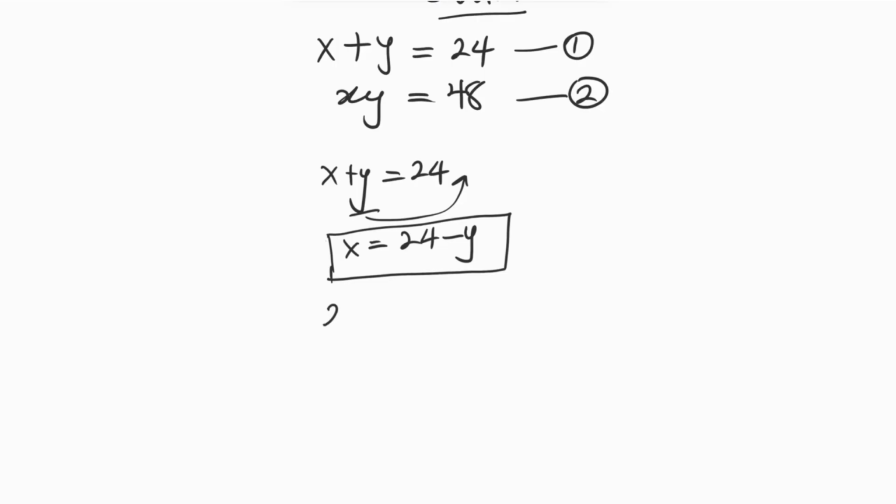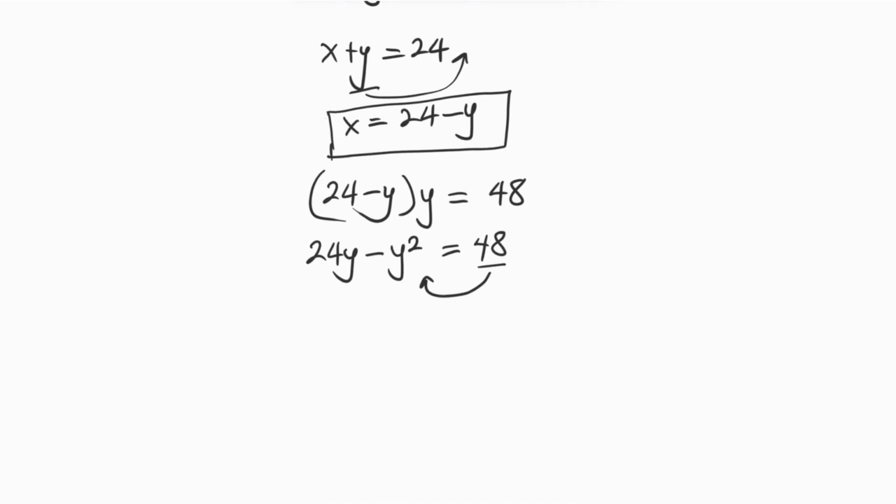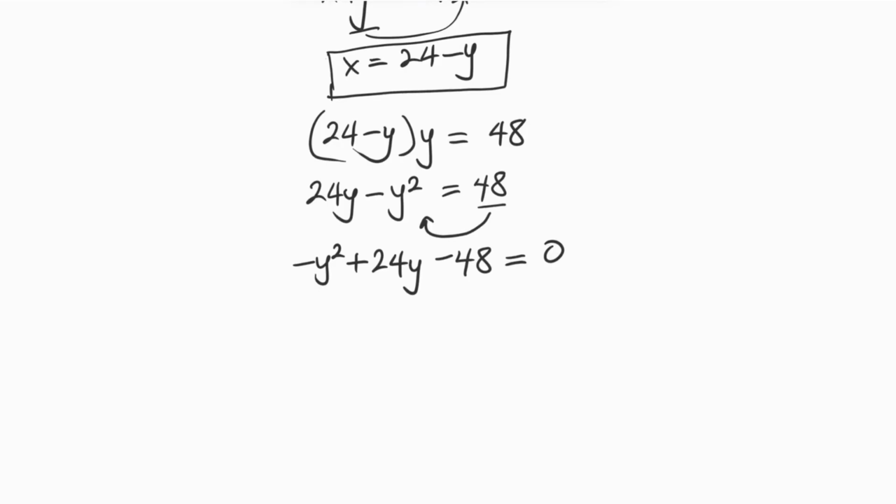So now we have (24 minus y) times y equals 48. Now we multiply through so we can open up the bracket. We have 24y, that's 24 times y, minus y times y will give us y squared, equals 48. Now, if we move 48 to the left-hand side, we have minus y squared plus 24y minus 48 equal to 0.